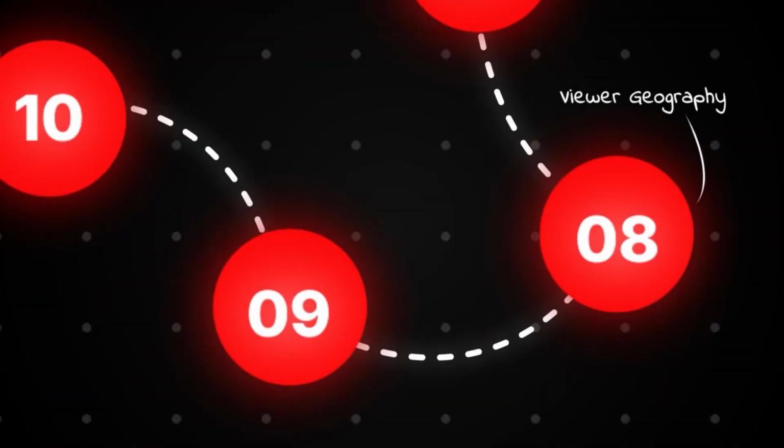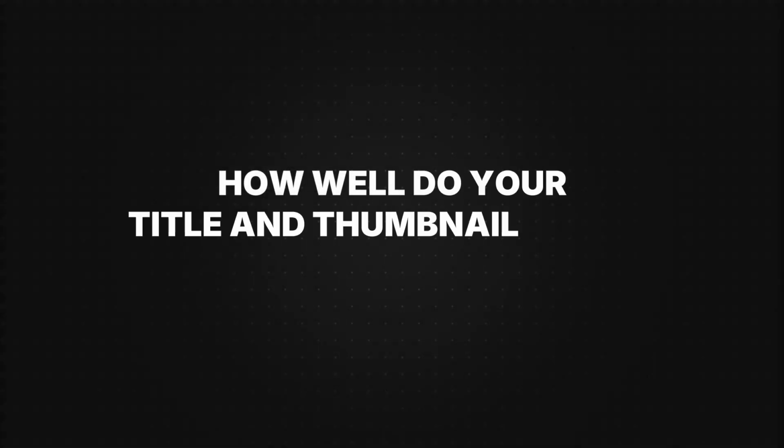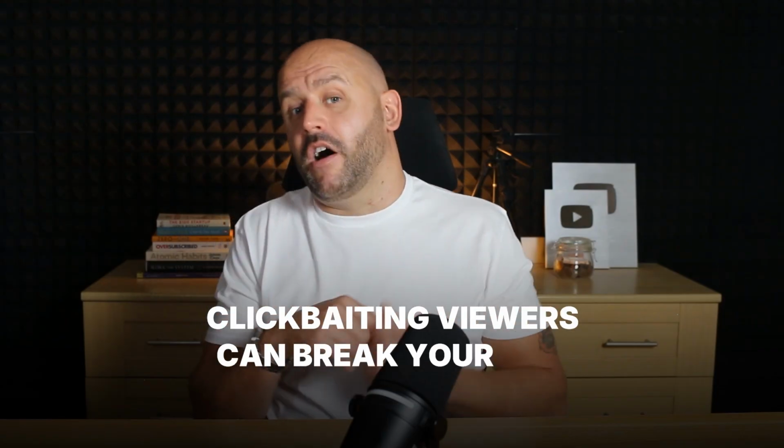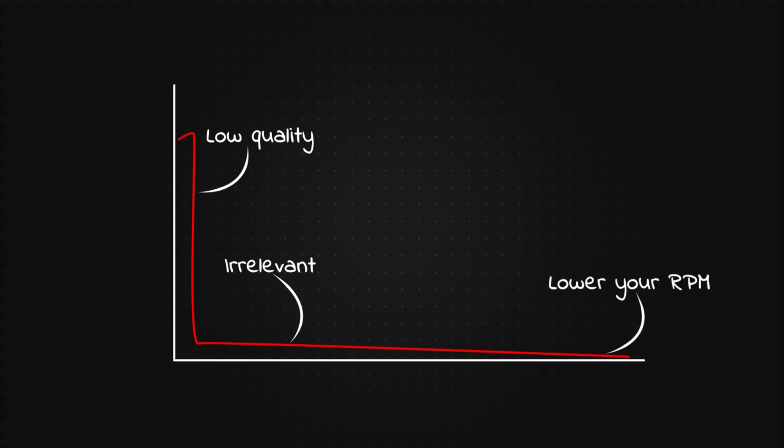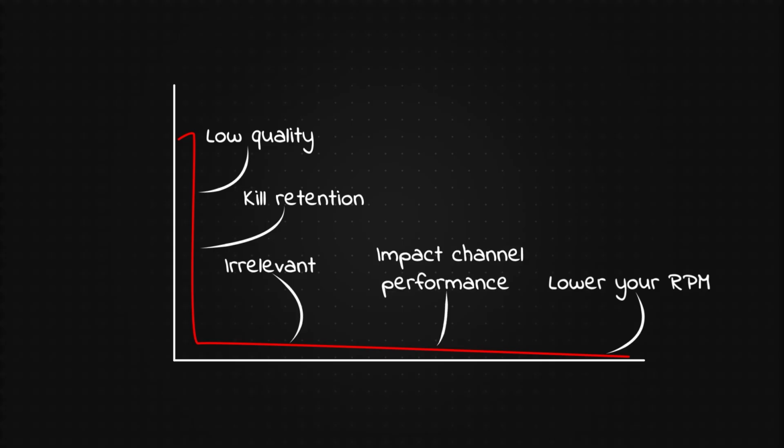But there's more, because accuracy is important too. How well does your title and thumbnail match your actual content? Because clickbait and viewers can break your RPM. YouTube's system doesn't just track how many people click, it tracks what they do after they click. If they bounce early, YouTube assumes that the content was low quality or irrelevant, and you've lowered your own RPM almost instantly. Worse still, it will kill your retention and negatively impact your channel's performance too.